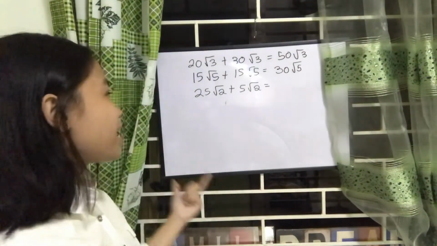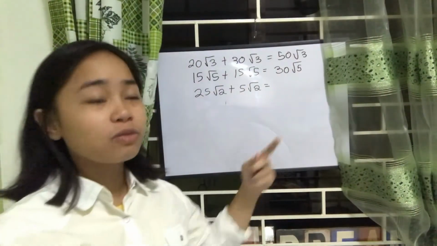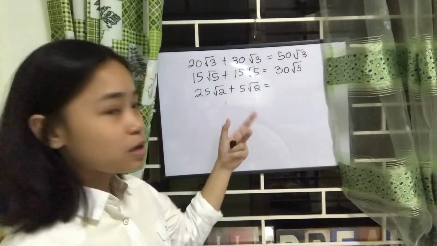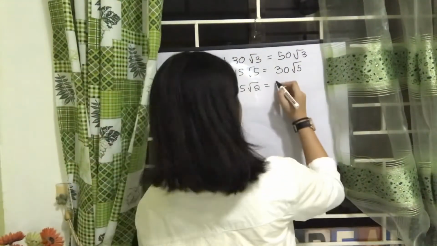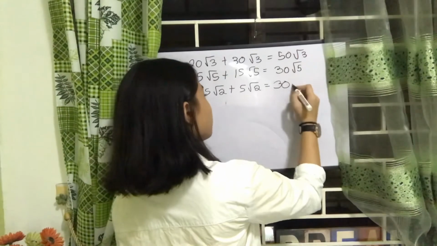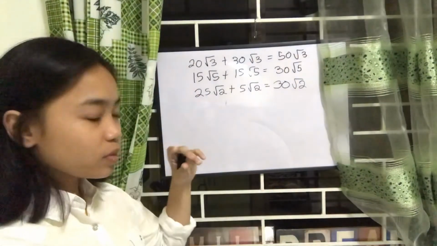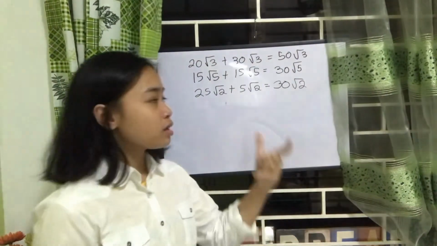So 25 with the square root of 2 plus 5 with the square root of 2, just plus the outside numbers, and then the radicands will stay the same. That will be 30 with the square root of 2. That's how easy the similar radical expression is in addition.